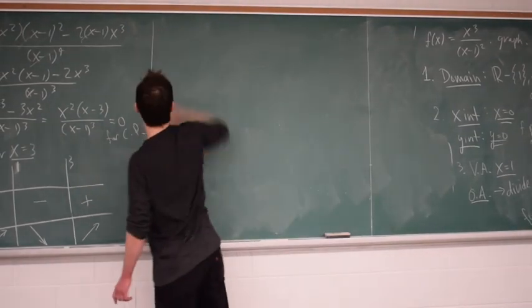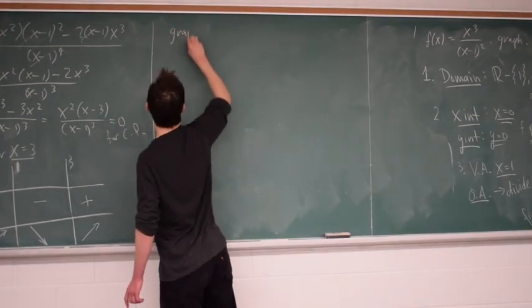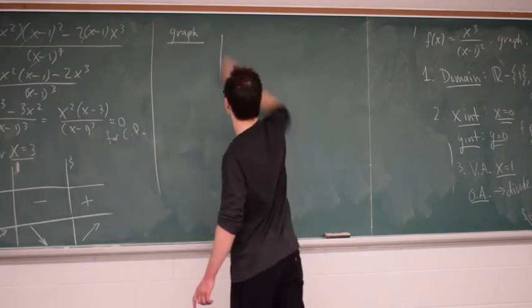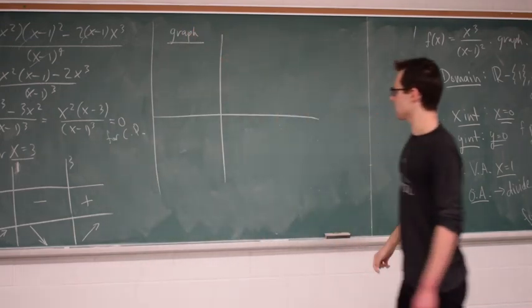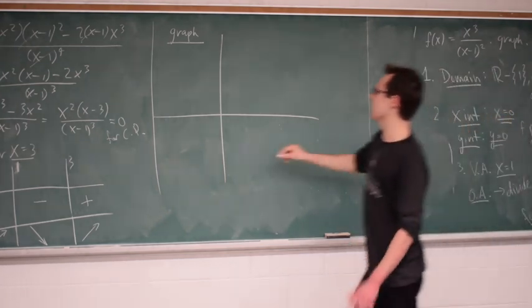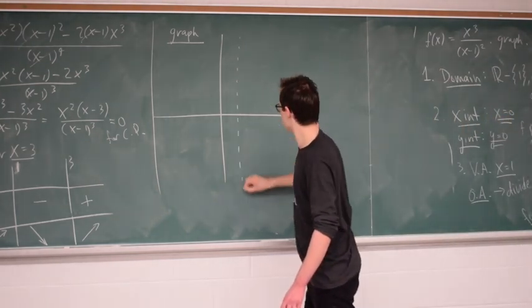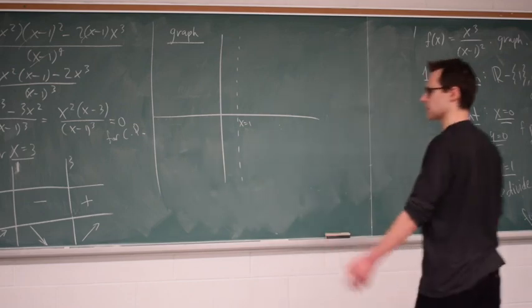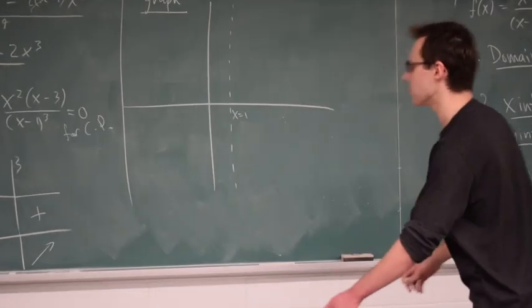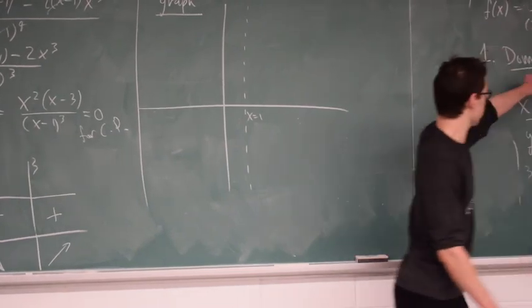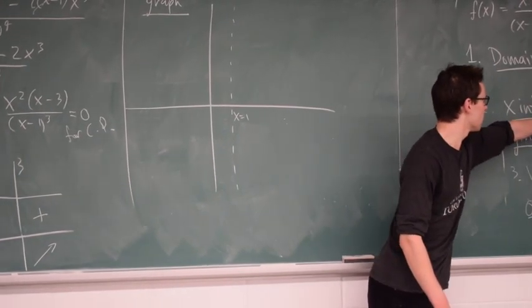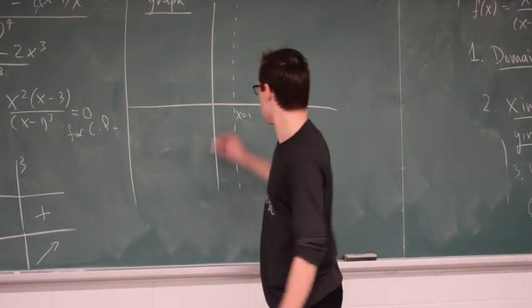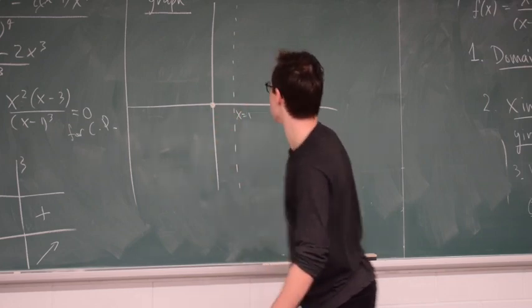So, graph. All right, we need a lot of space this time. We have an asymptote at 1. There's x equals 1. We have something at 3, right? 3 is a critical point. 0 is a critical point. The function passes through the origin. So there's a point over here.